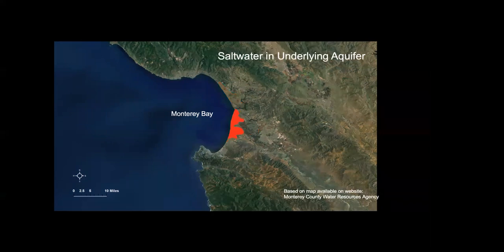And then in the lower aquifer, this is what the well data say, but the fact that we don't see any saltwater intrusion in these areas doesn't mean it's not there. It just means we don't have wells deep enough to monitor what's happening.